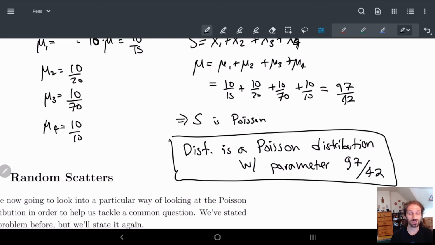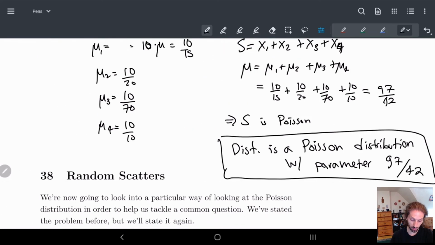So that concludes this example. In the next video, we'll look at things called random scatters, which uses this Poisson distribution to go a little deeper. And it's a fun little theorem, at least for me. I think it's cool. So I will see you then. Yeah, that's it. See you then.